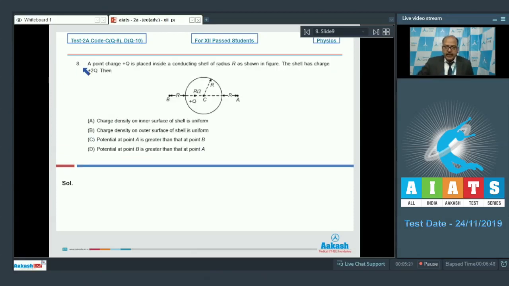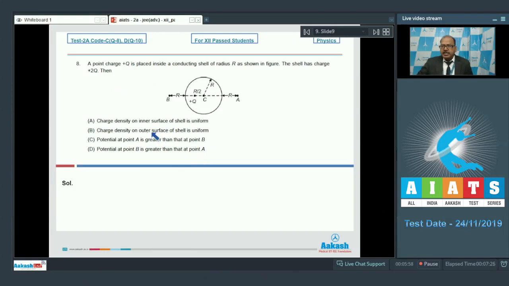Question 8 says, a point charge plus Q is placed inside a conducting shell of radius R as shown in figure. The shell has charge plus 2Q. Then there are these 4 statements. A says charge density on inner surface of shell is uniform. B says charge density on outer surface of shell is uniform. C says potential at point A is greater than that at point B, and D says potential at point B is greater than that at point A.